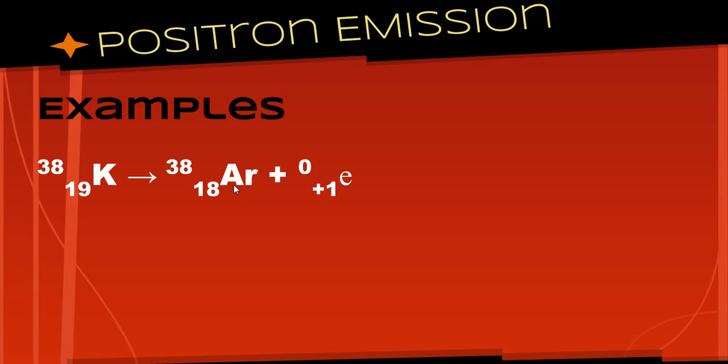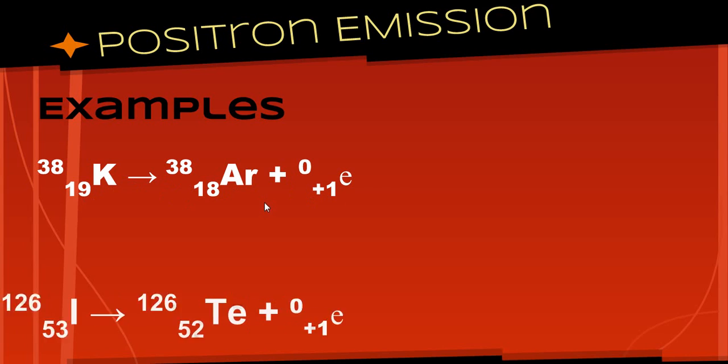So now we've become the element argon. Once again, we can check: 38 over here, 38 and 0. So that's going to give us a mass of 38. 19 for our atomic number, 18 plus 1 would give us 19. So our numbers are all even on both sides.